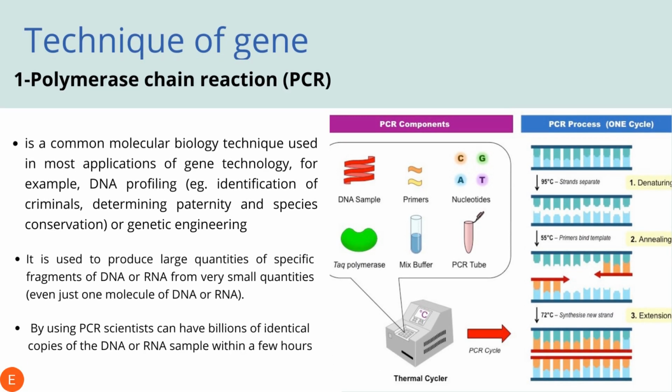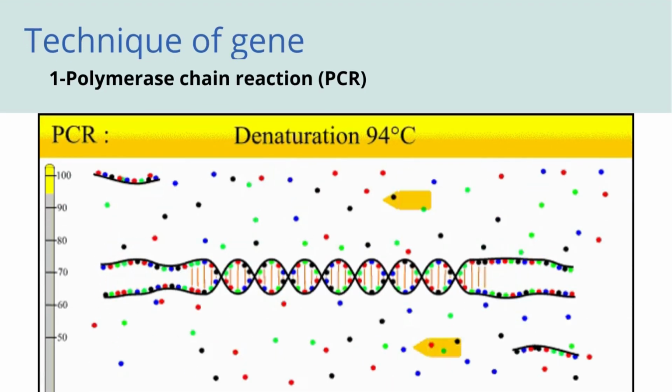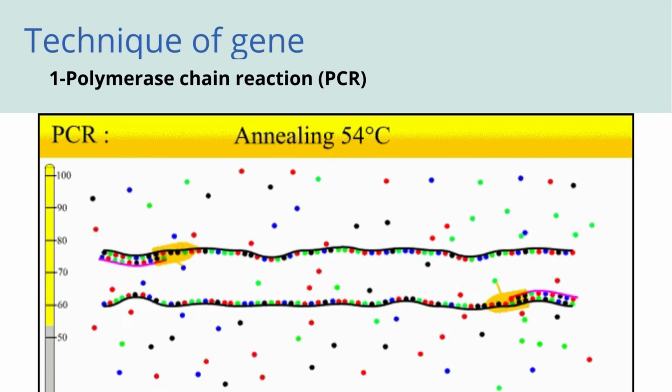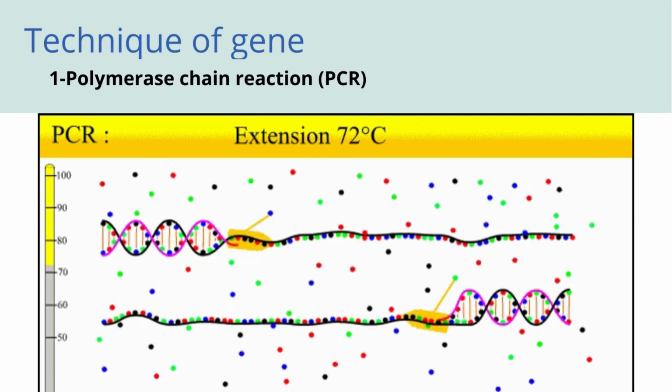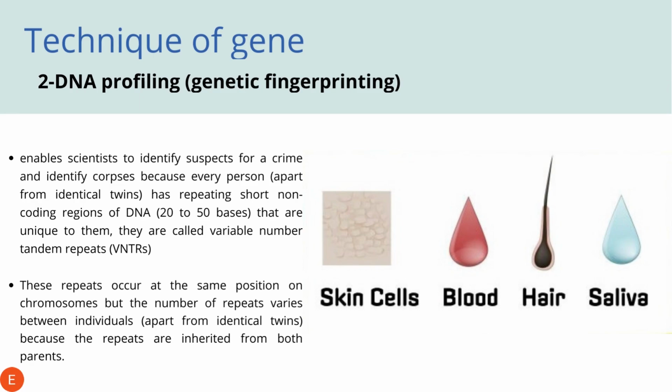Now we'll talk about techniques of gene technology. It has three important points. One of them is PCR. PCR is a common molecular biology technique used in most applications of gene technology, for example, DNA profiling. The second point is DNA profiling, or genetic fingerprinting.